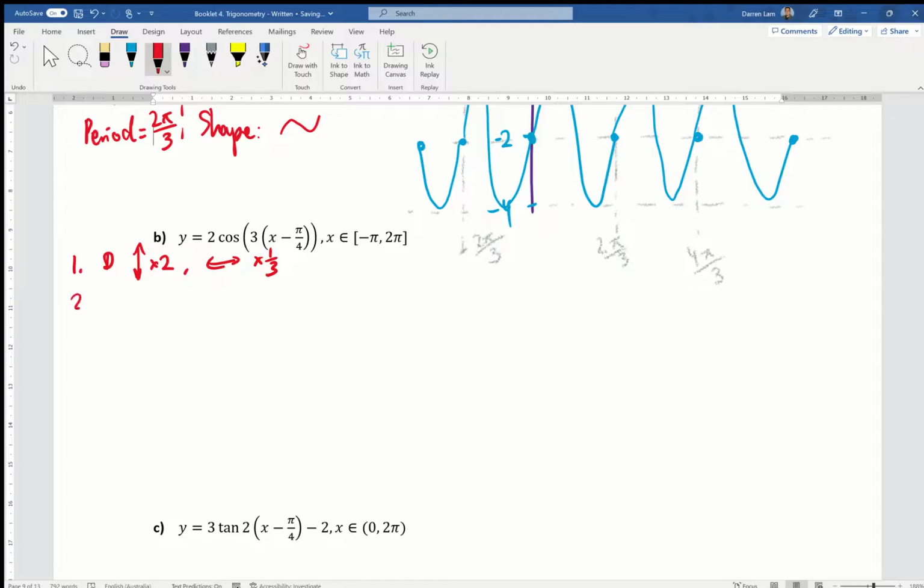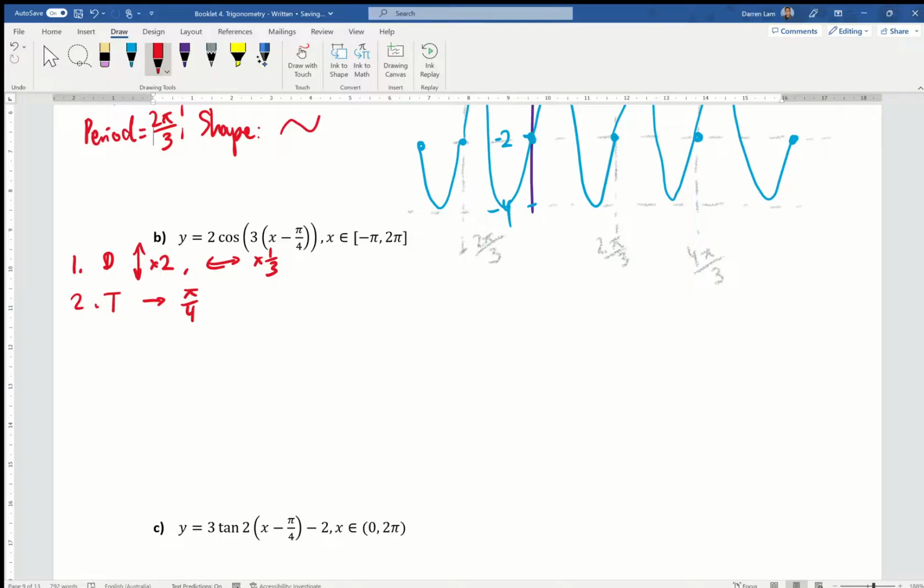And then of course there's a translation. A translation of course is going to be in the positive direction of pi on 4. Again, please note the fact that this is very important. Do not expand it to 2 cosine 3x minus 3 pi on 4. Right? In this form, we take the dilation, reflection, then translation. So it's still a positive pi on 4 translation.